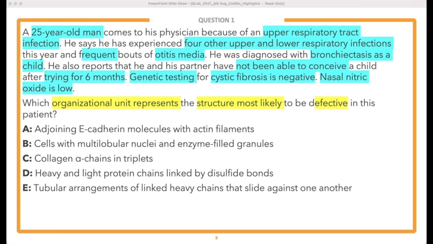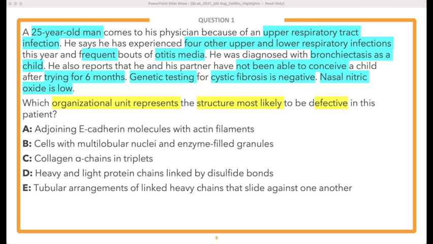Answer choice E, tubular arrangements of linked heavy chains that slide against one another. D, heavy and light protein chains linked by disulfide bonds. C, collagen alpha chains in triplets. B, cells with multilobular nuclei and enzyme-filled granules. And A, adjoining E-cadherin molecules with actin filaments.